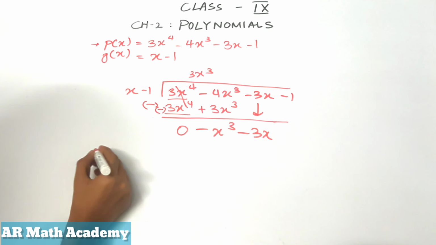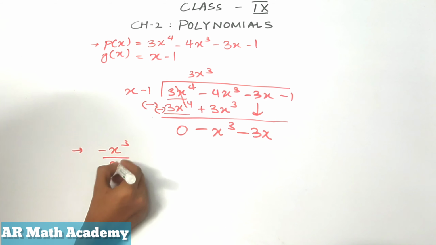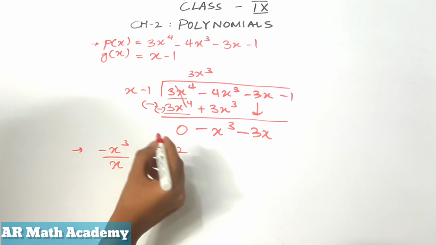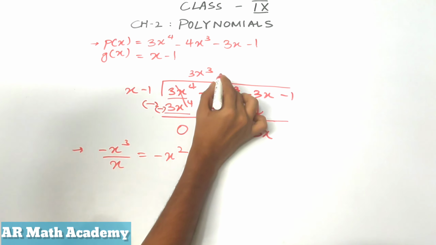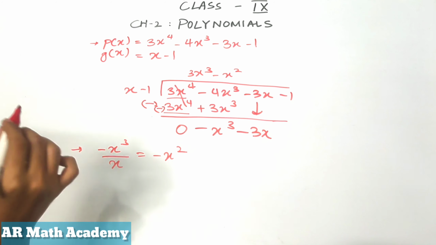So what you are going to do is simply take minus x power 3 divided by the first term of the divisor, which is x. So minus x power 3 divided by x will give us minus x power 2, and just place this term over here. So 3x power 3 minus x power 2. This is our second term of the quotient.